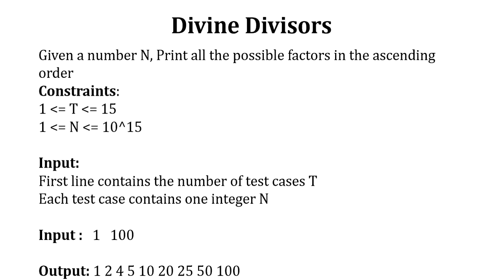The first line contains the number of test cases. Each test case contains one integer n. So based on your test cases, you give your n value. If you give 100 as your input, your output will be the factors of 100. Clear? Now we will move on to the explanation part: how to solve this program in an effective way.